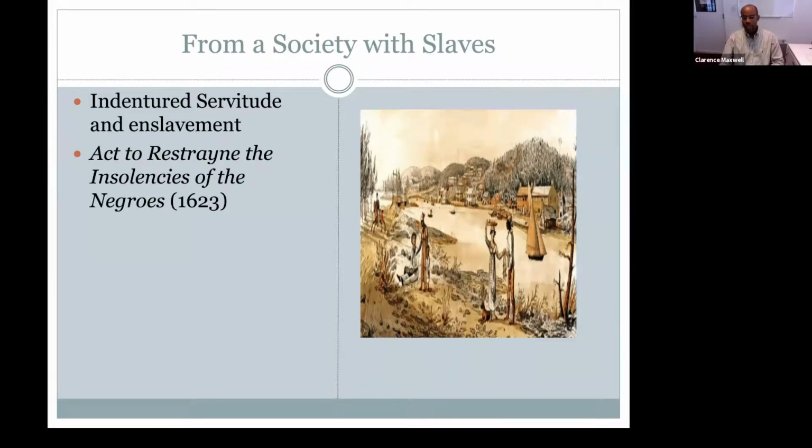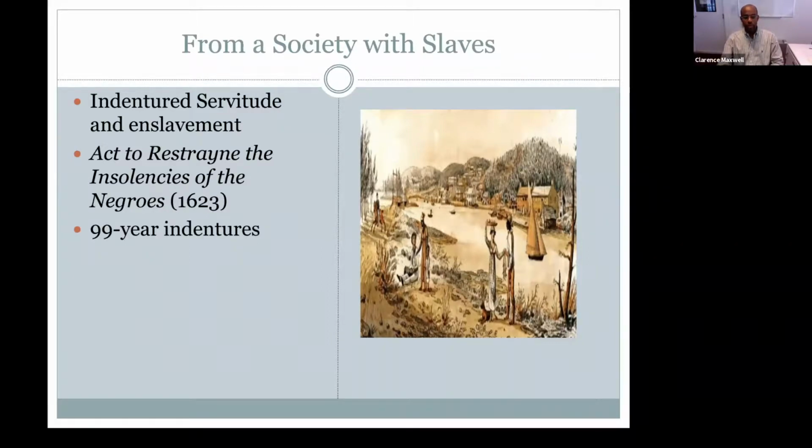I'll come back to that, because another form of indentured servitude will occur. Instead of individuals enslaved, and instead of the 7-year indentured servitude, we have something called the 99-year indenture. But the beginning of Bermuda's movement from a society with slaves in it to a slave society begins with the earliest record of regulation for the purposes of governing enslaved people in the British Americas. That is the Act to Restrain the Insolences of the Negroes, the earliest Act of Assembly passed by Bermuda's House of Assembly.